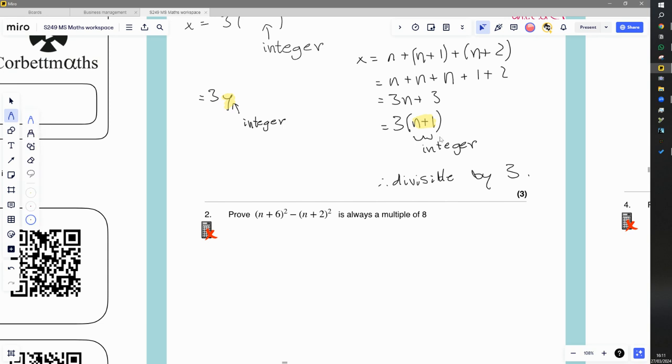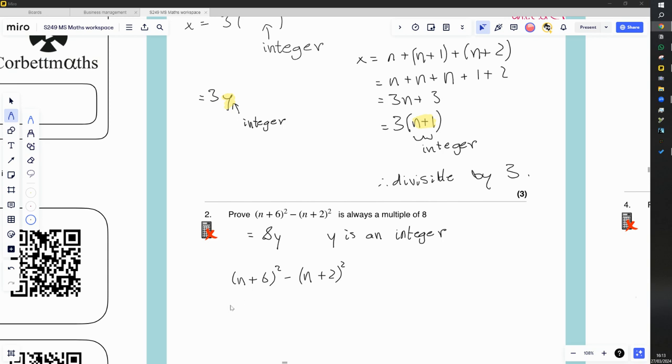So what we want in this case is to have that equal to a multiple of 8 times, well, let's call it y again, where y is an integer. So I'll just write it out here. What I think we're going to want to do is expand first and then tidy it up and see if we can somehow get 8 outside the bracket, then put something inside the bracket that we can say is an integer.